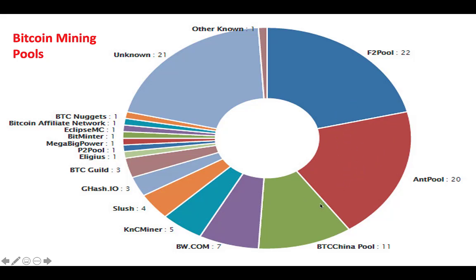These 3 together will yield 51%, so 22, 2042 and 1153. So these 3 pools together yield 53% of hash power, which means that if they collude together, which hasn't happened, but if they collude together, then Bitcoin could actually lose its credibility. So that's one of the big problems with the current situation with Bitcoin.